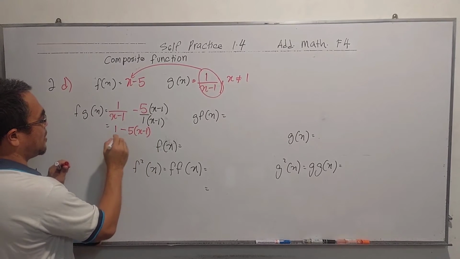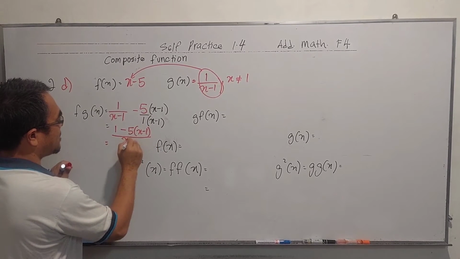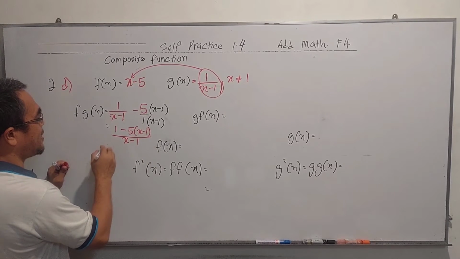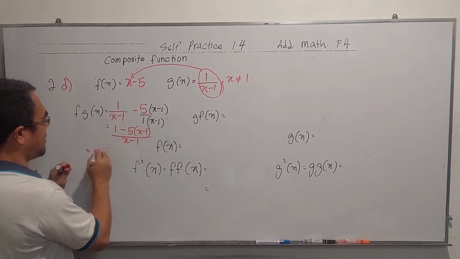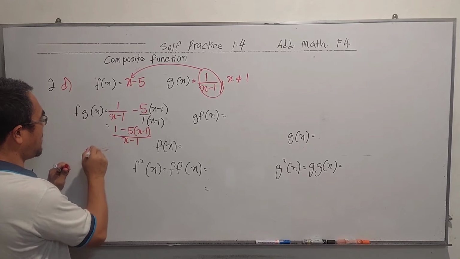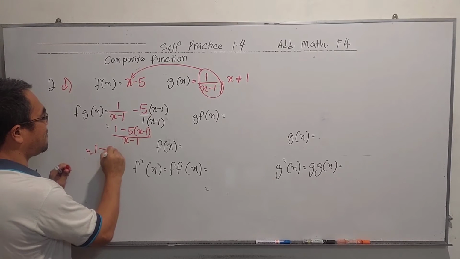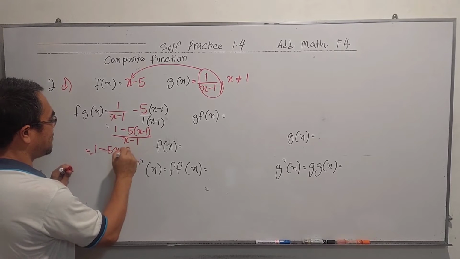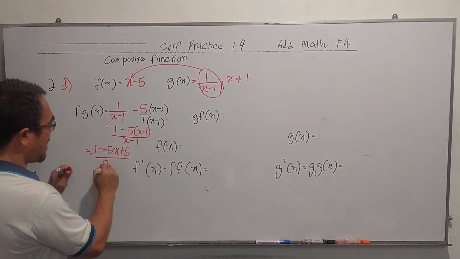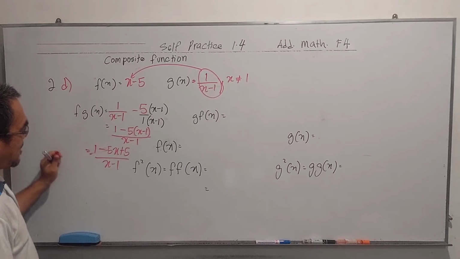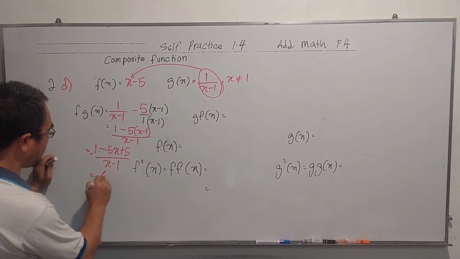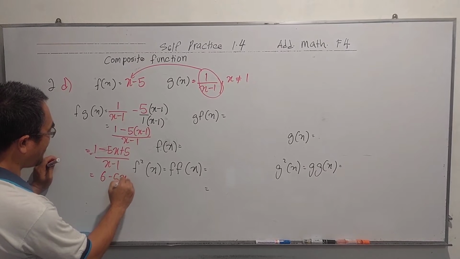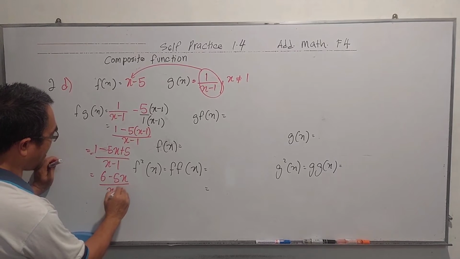So this is over x minus 1, and the final answer should be 1 minus 5x plus 5 over x minus 1. Okay, unluckily it's not finished yet. So 1 plus 5 will be 6. So 6 minus 5x over x minus 1.